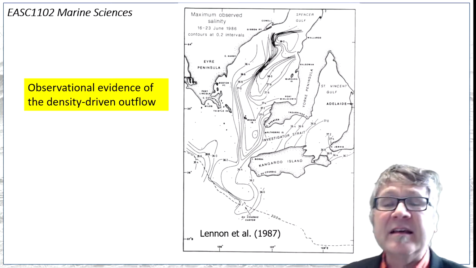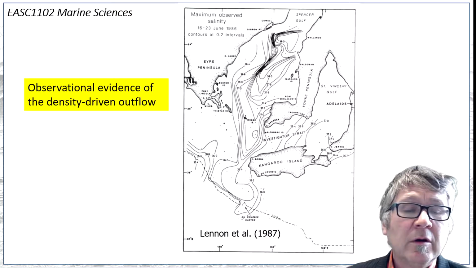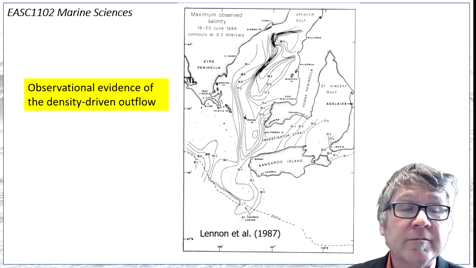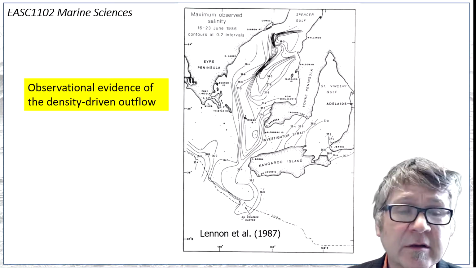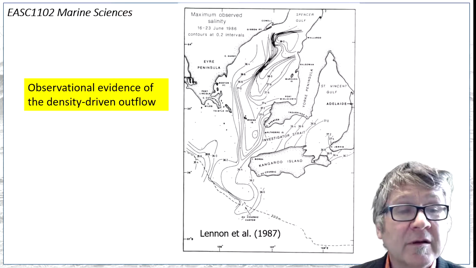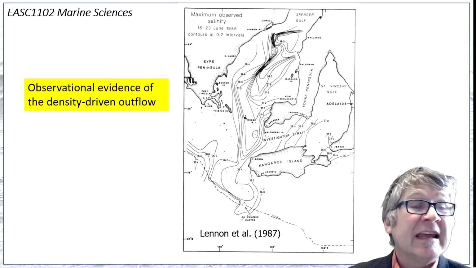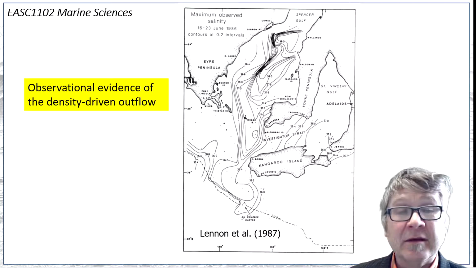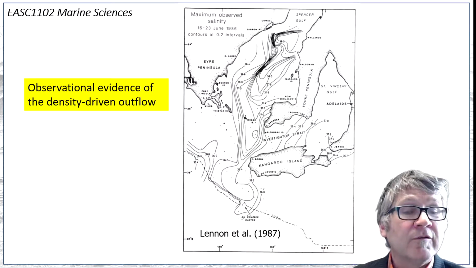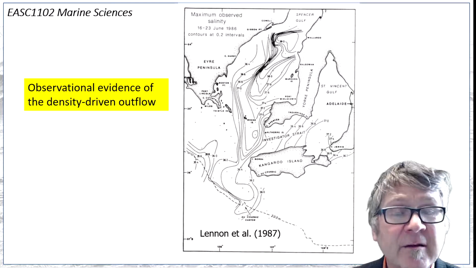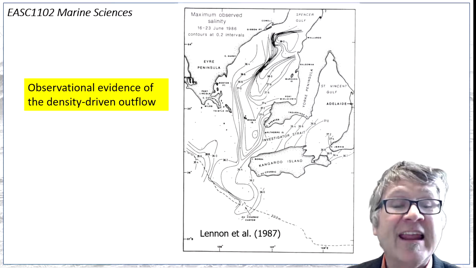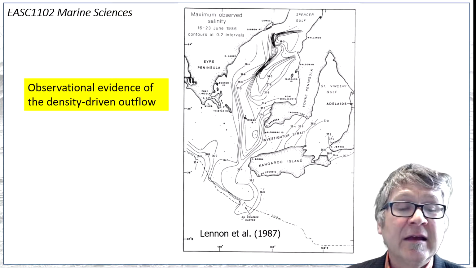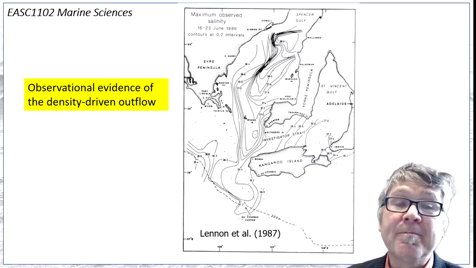Let's have a look at the density-driven outflow from Spencer Gulf. Okay, this one is more pronounced than the outflow from Gulf St. Vincent, and I'll explain why in a minute. So let's have a look at the outflow first. These are the famous salinity measurements from Jeff Lennon et al. 1987 in a Nature paper.